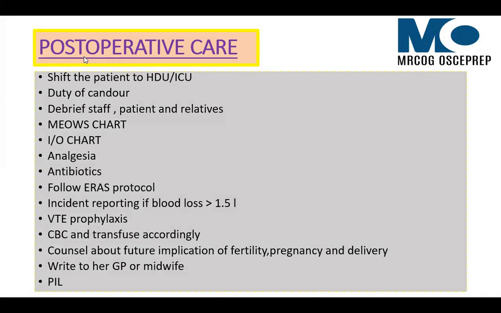We need to follow the enhanced recovery program, and incident reporting will be done if the blood loss is greater than 1.5 liters or the patient ends up with a hysterectomy. Venous thromboembolism prophylaxis will be given, and we'll send a complete blood count and transfuse accordingly, according to the patient's condition. Then counsel about the future implications for fertility, pregnancy, and delivery. We also write back to her GP or the midwife and give her the patient information leaflet. So this is all about the post-operative care.